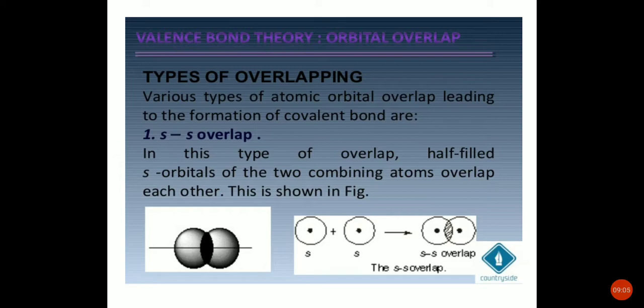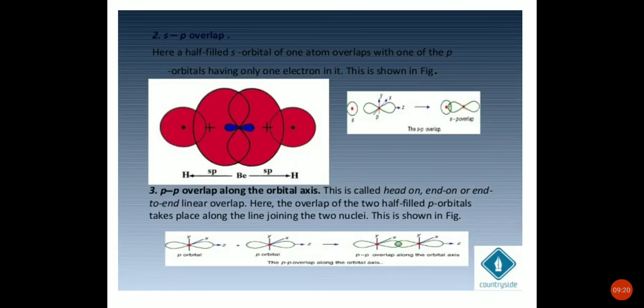First, s plus s gives ss overlapping. S orbital plus s orbital gives ss overlapping. So you have to note down this structure also, and draw the diagrams in the notebook. The second one is sp overlap. Here sp overlap means overlapping between one s orbital and one p orbital.